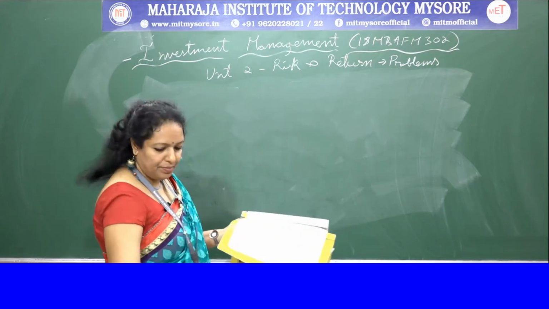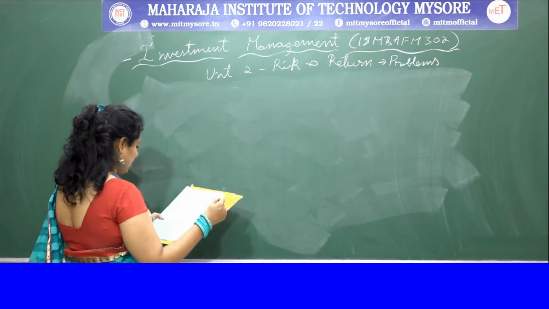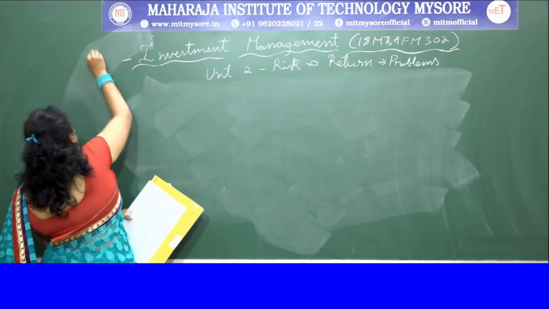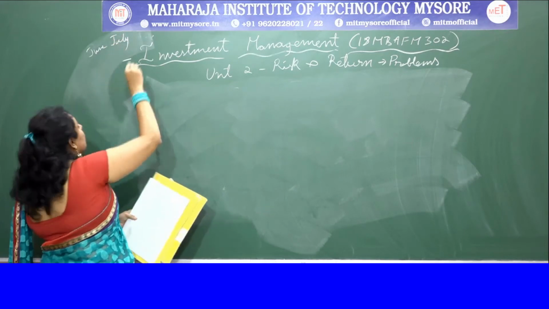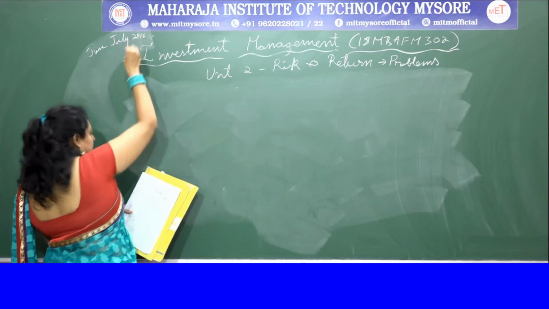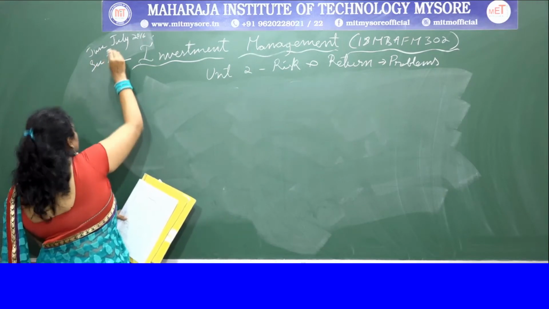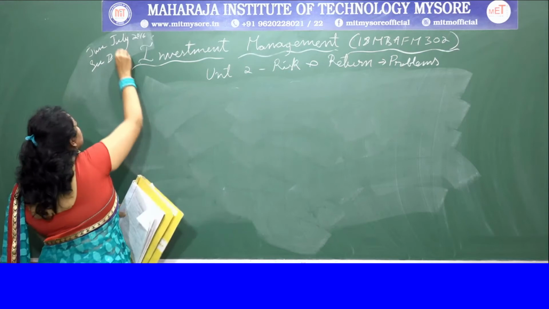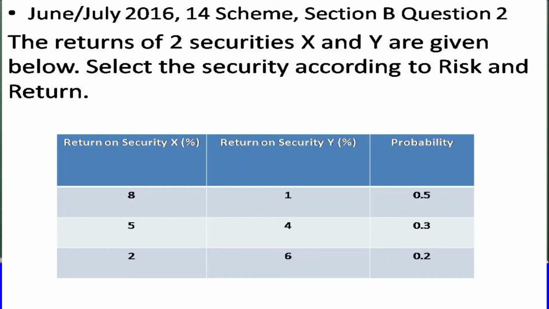Okay, I'll just write the question paper first. June, July 2016, section B, and problem number is 2. Okay, this is the problem. I'll read out the problem for you all once. The return on two securities X and Y are given below. Select the security according to the risk and return.